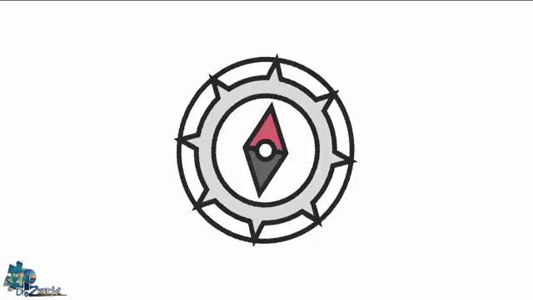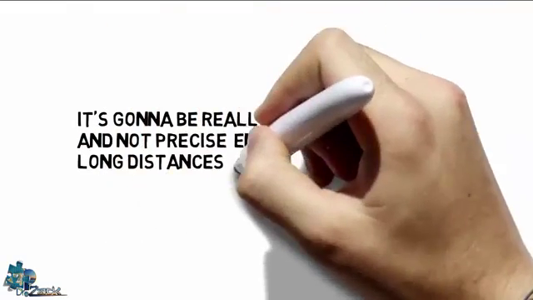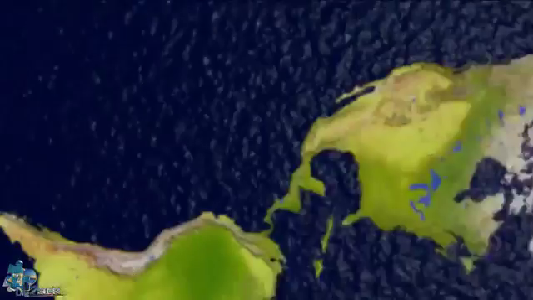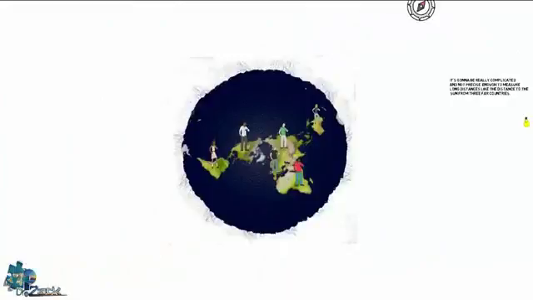I should have used a compass to know the direction of the lamp, but I didn't, because it's going to be really complicated and not precise enough to measure long distances, like the distance to the sun from 3 far countries. Yet, we're going to need people with a compass in every place on this earth to draw an accurate flat earth map. And I'm going to talk about this in another video. Now let's go back to the experiment.